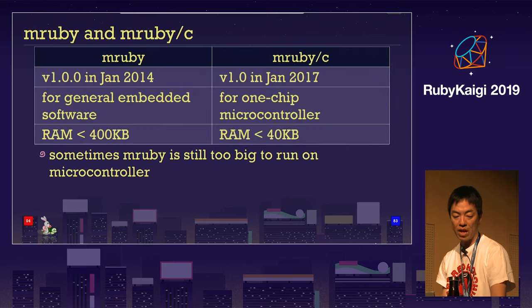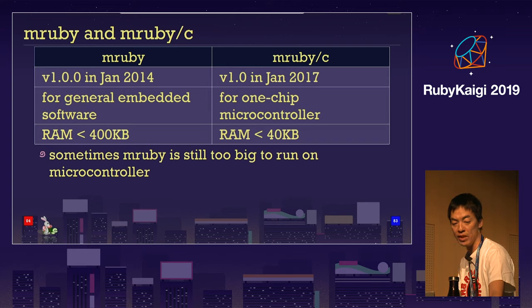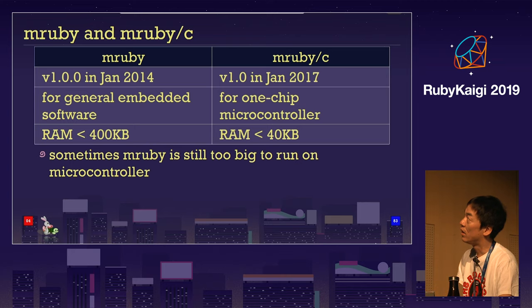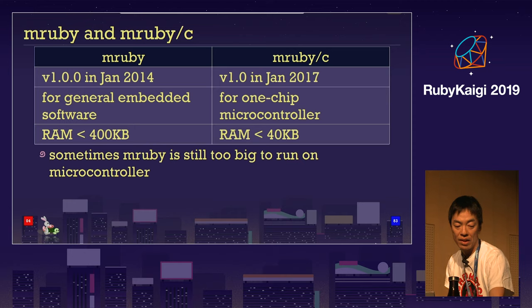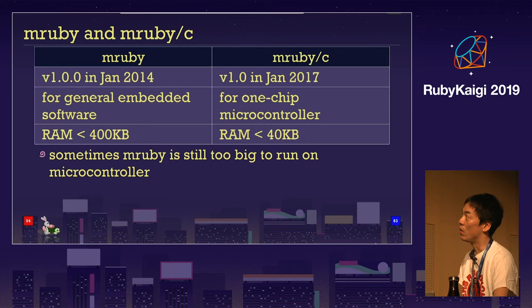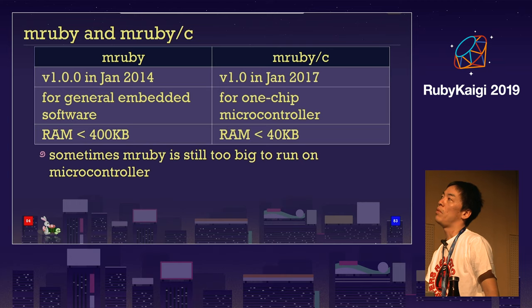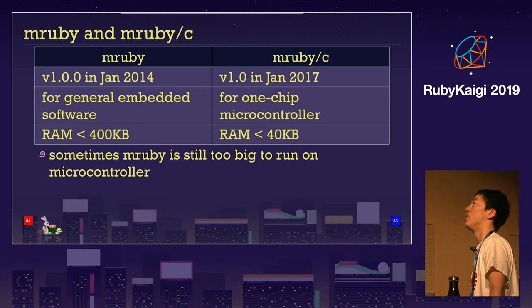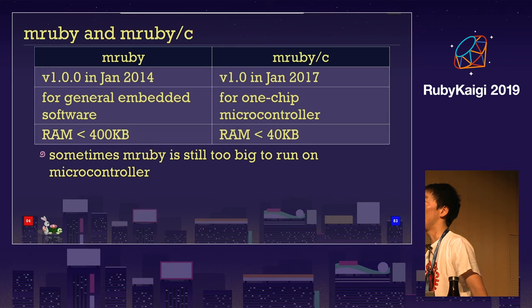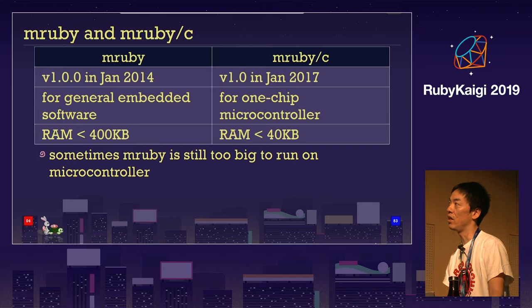This is a comparison table of mruby and mruby/C. mruby/C is 3 years behind mruby version 1, in 2017. And mruby is designed for general embedded software. On the other hand, mruby/C is for one-chip microcontrollers. mruby assumes RAM is less than 400 kilobytes or so. On the other hand, mruby/C assumes RAM is around 40 kilobytes. It is 10 times less than mruby.